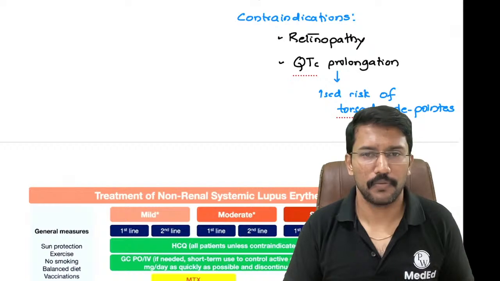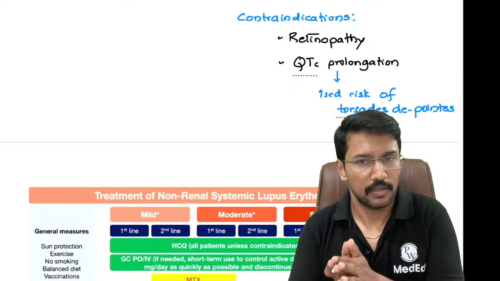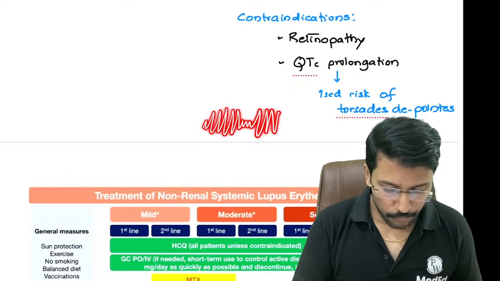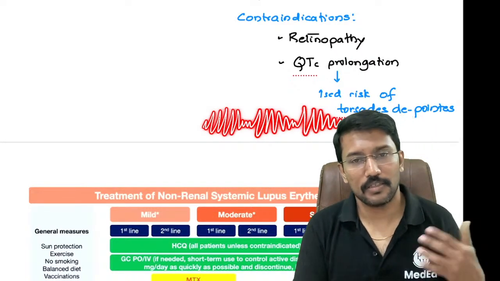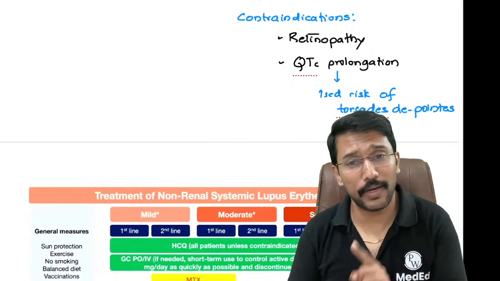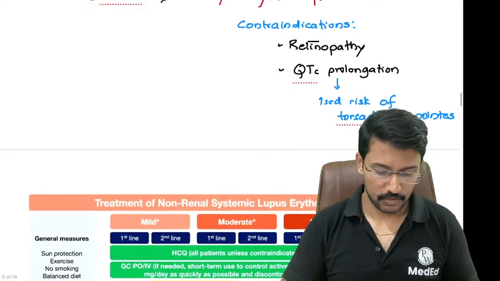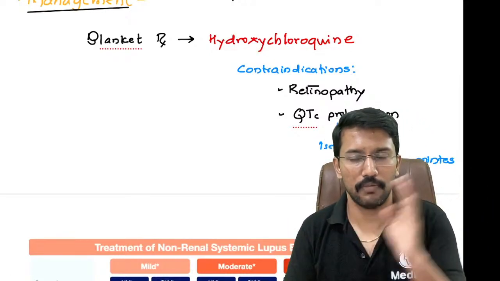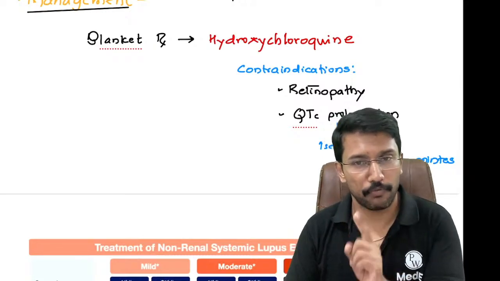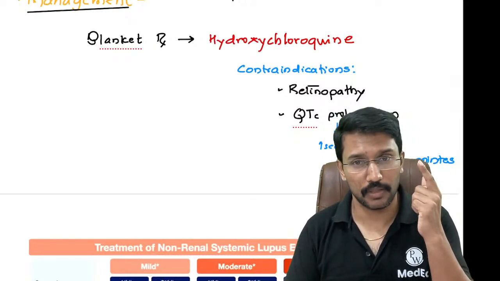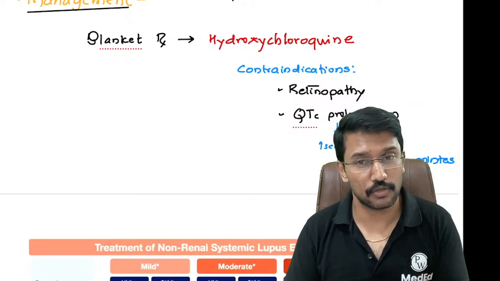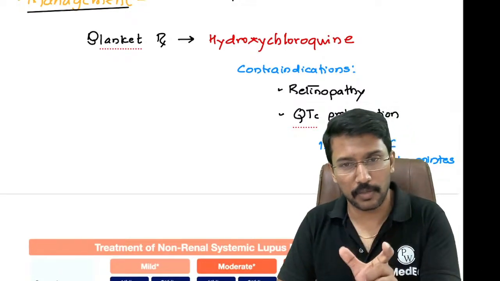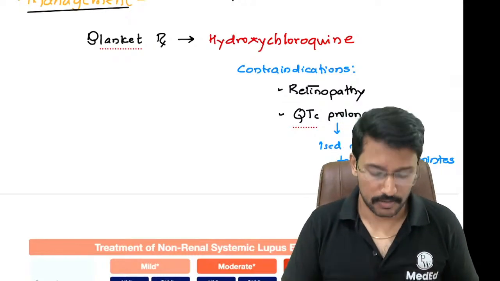Torsades de Pointes, which is nothing but a polymorphic ventricular tachycardia, where the ventricular tachycardia looks like a waveform or twisting around its axis. We call it Torsades de Pointes, and that can be fatal if not recognized or treated. So we should keep that in mind. Hydroxychloroquine is one drug that we will give for all patients with SLE, whether it is mild, moderate or severe. But before we initiate, we should screen the retina for retinopathy, and we should get an ECG done to make sure that there is no pre-existing QT prolongation. If QT is already prolonged, starting hydroxychloroquine means further prolongation and the risk of Torsades de Pointes.